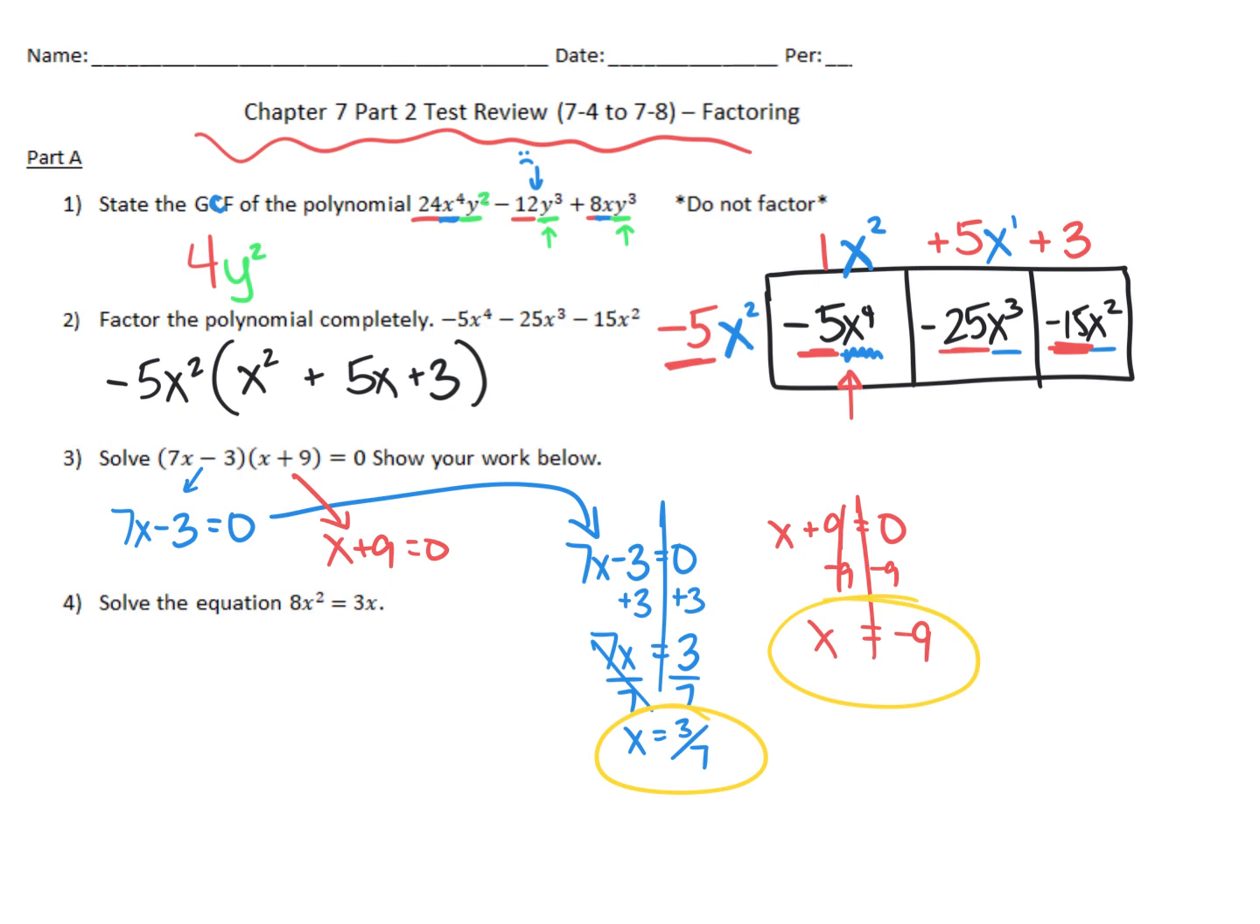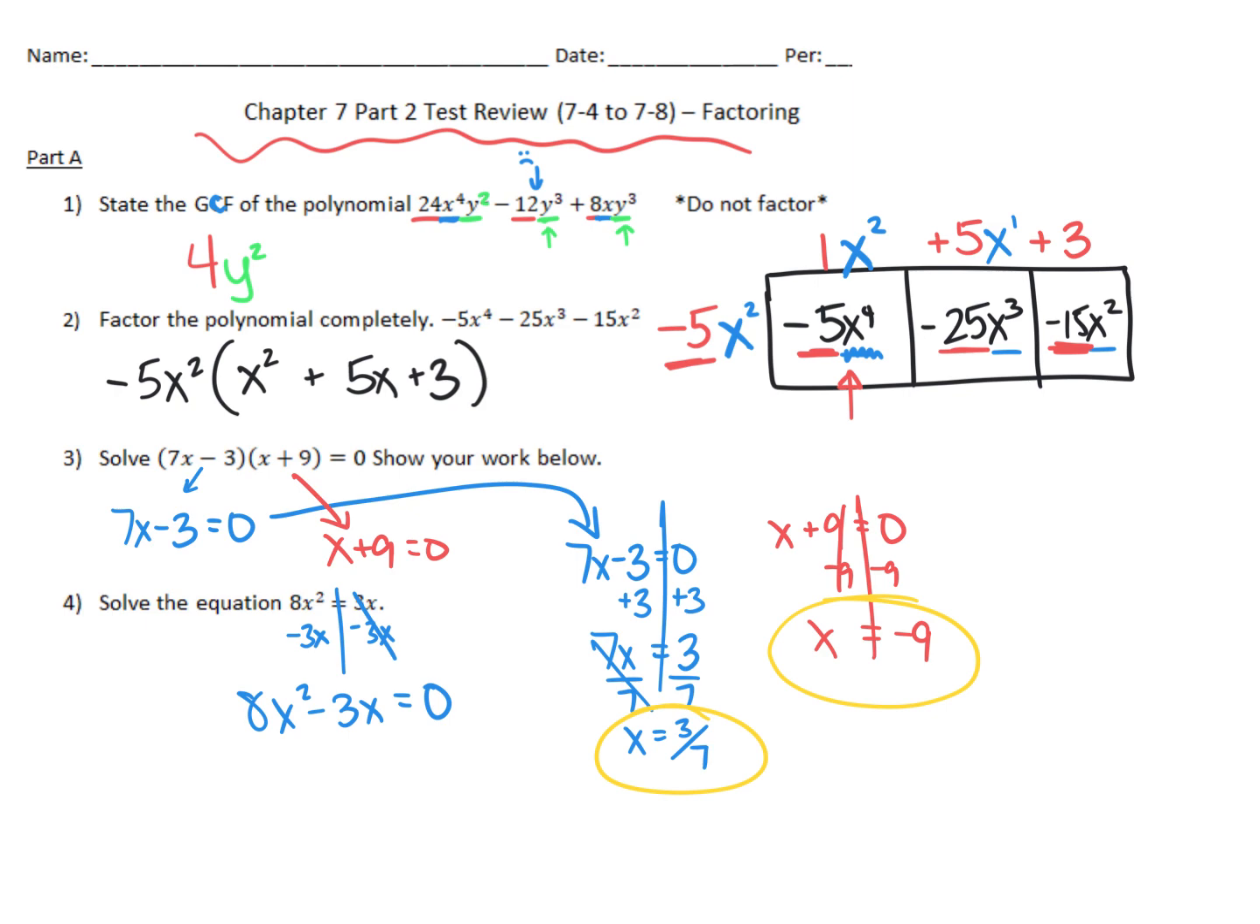Cool, cool. Up next, we have one that doesn't equal 0. So before I can get started on this one, I do have to make it equal 0. So I'll do that by moving this 3x to the other side. So now it says 8x squared minus 3x equals 0. Cool, they have to equal 0 first.